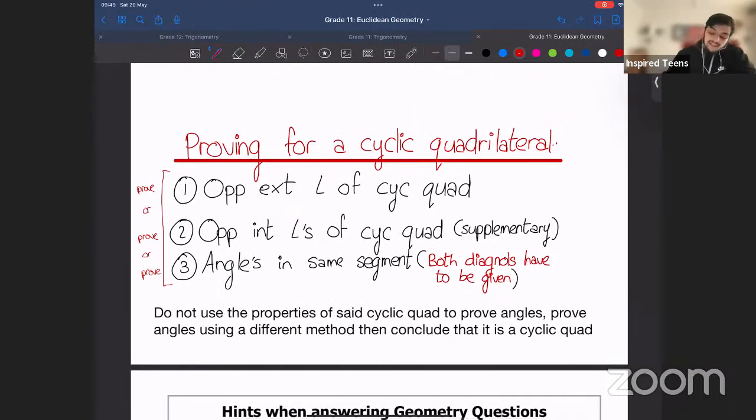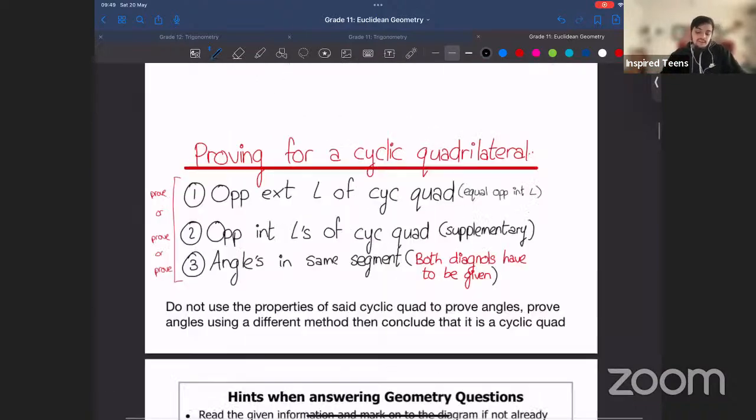Opposite exterior angle of a cyclic quad: you would have to prove that it's equal to the opposite interior angle. If you can prove that the exterior angle of a quadrilateral is equal to the opposite interior angle of the quadrilateral, then that quadrilateral is a cyclic quad. Okay, so we have these 3 options.